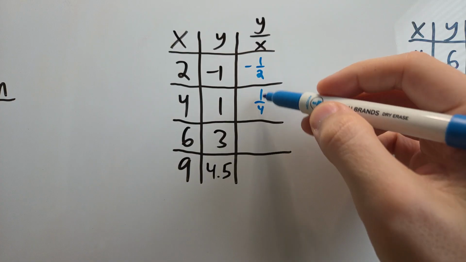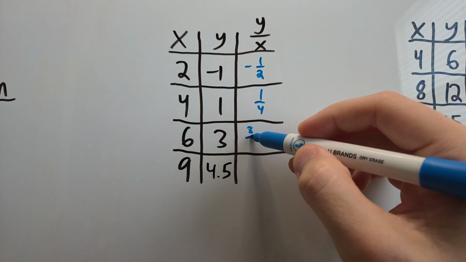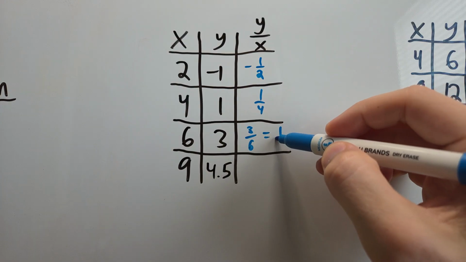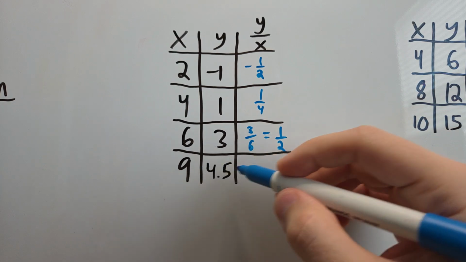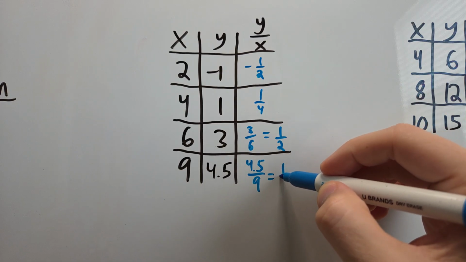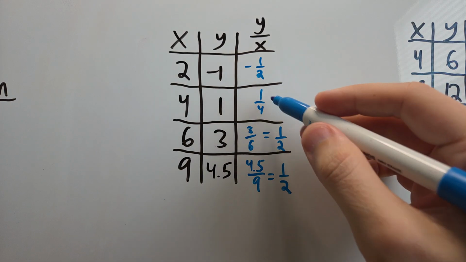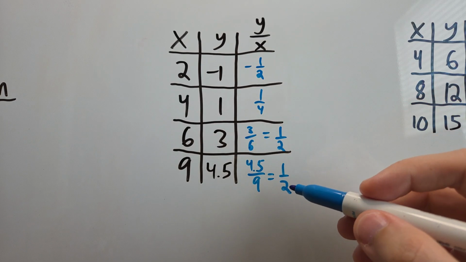Okay. Here if I do the same thing, that's 1 over 4. Right off the bat we have a different value. And if I had done the same thing for these as well, 3 over 6 is 1/2. 4.5 over 9, that's also 1/2. As soon as you notice that you have different values, game over.